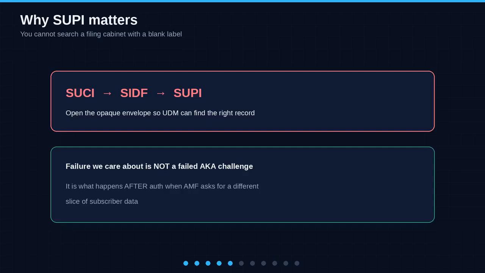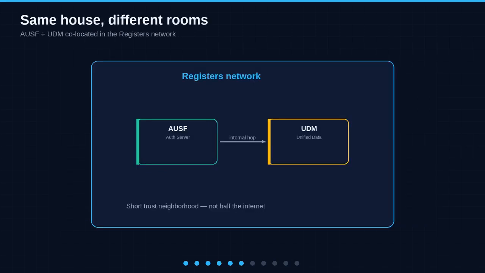So far, so good. One deployment detail changes how you picture the boxes on a whiteboard. In this setup, the AUSF and the UDM are co-located, or internal, to what the source calls the registers network. They may be separate logical functions, but they live in the same trust and routing neighborhood. Messages between them are not crossing half the internet. They are short, internal hops.